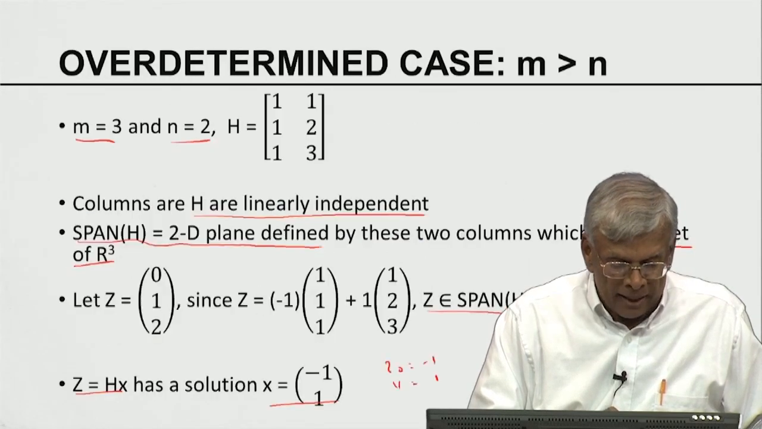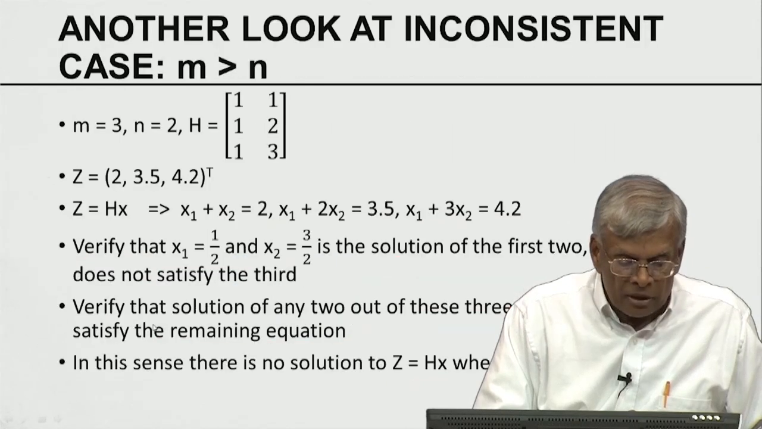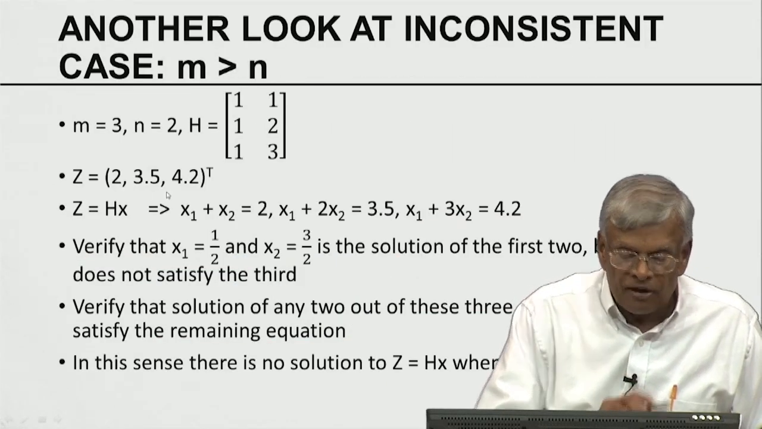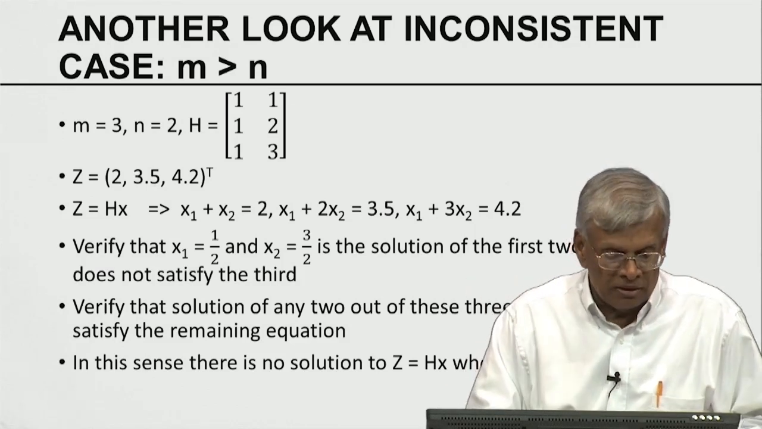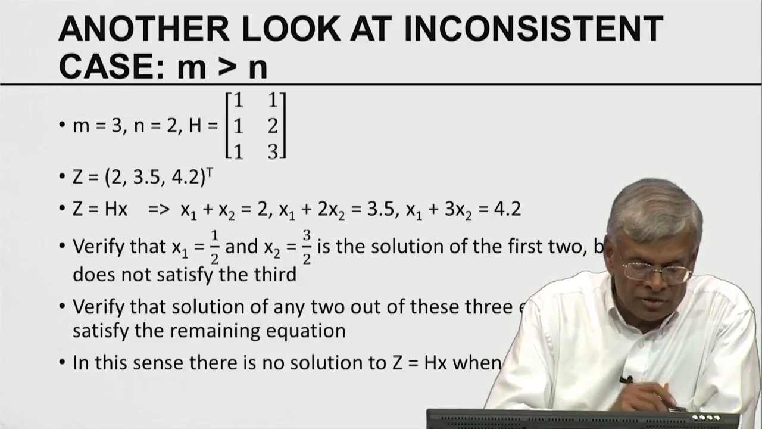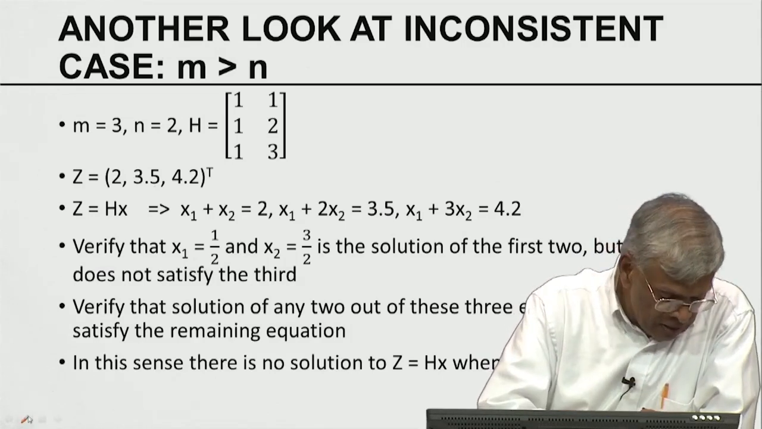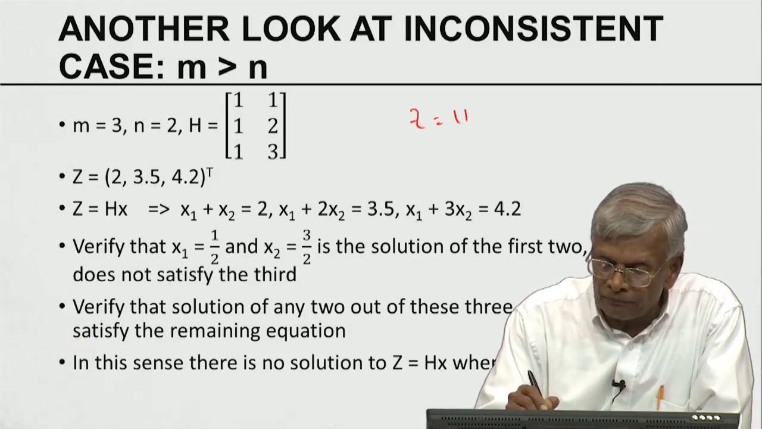Previously I had observation 0, 1, 2. Now I am going to pick an observation 2, 3.5, 4.2. It could occur in practice. We should allow for this possibility. So I would like to ask myself the question, does there exist an x such that z is equal to h of x?